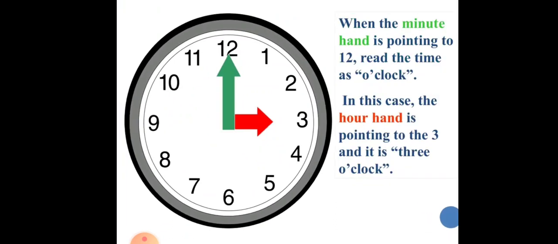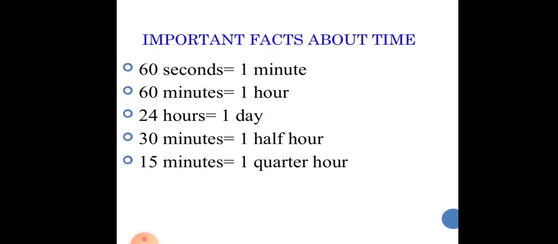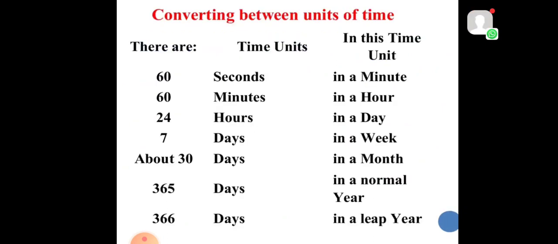When the minute hand is pointing to 12, read the time as o'clock. In case the hour hand is pointing to the number 3, it means it is 3 o'clock. Important facts about time: 60 seconds is equal to 1 minute, 60 minutes is equal to 1 hour, 24 hours is equal to 1 day, 30 minutes is equal to half an hour, and 15 minutes is equal to a quarter hour.